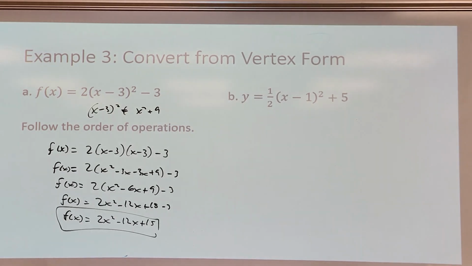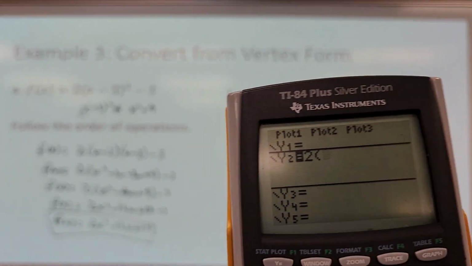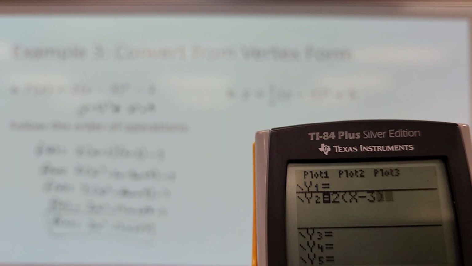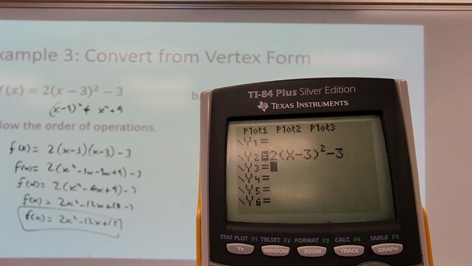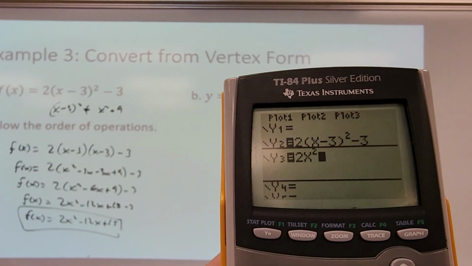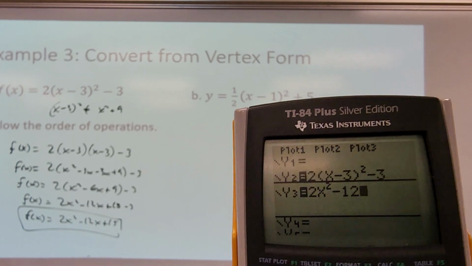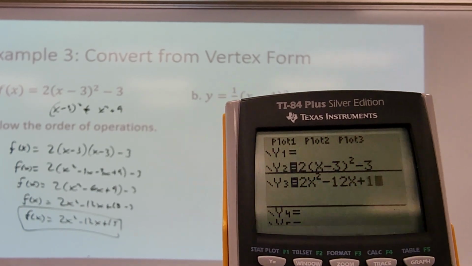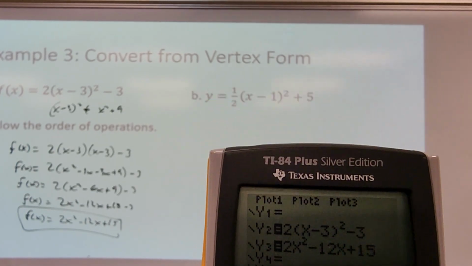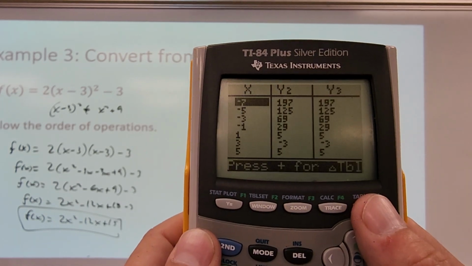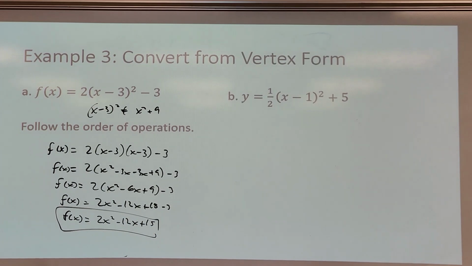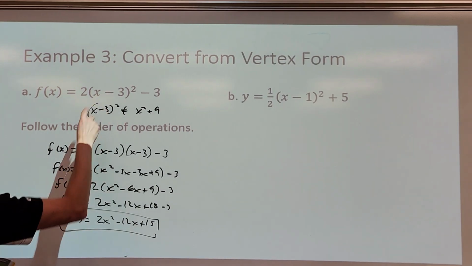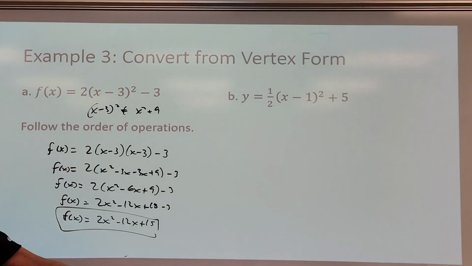But what I'm going to do with my grapher is I'm going to take the original function, which is 2 times the parentheses, let's see, x minus 3 squared, and then minus 3. And then I also have y is equal to 2x squared minus 12x plus 15. And let me check my table to make sure that those came out correct. They're the same. All right, so I have written the standard form of this quadratic that I was given in vertex form. What are you going to do over here?